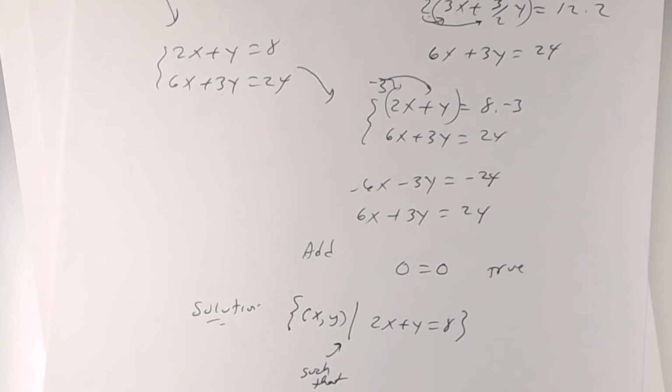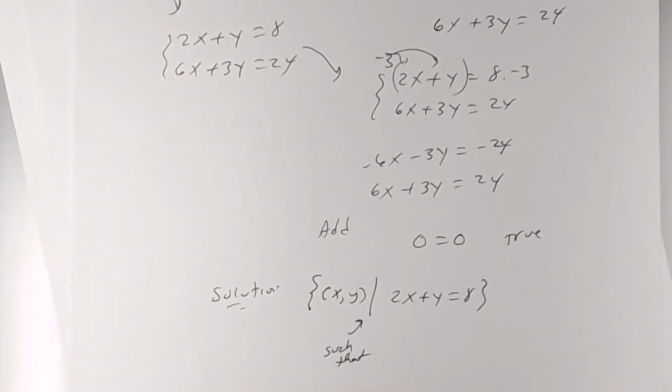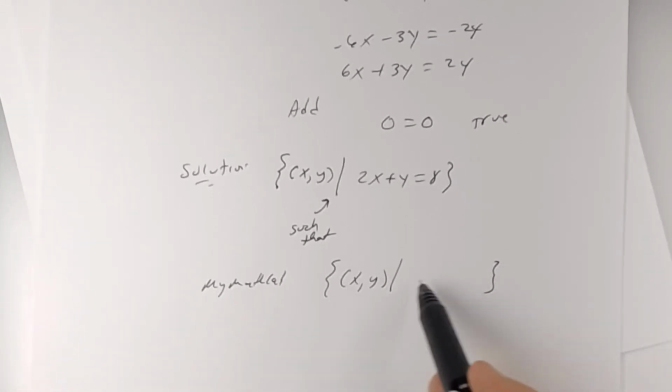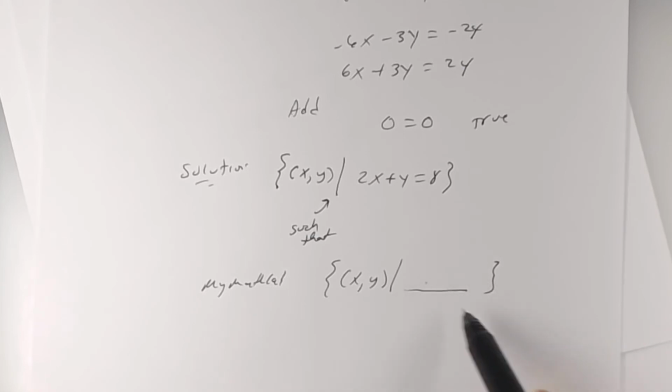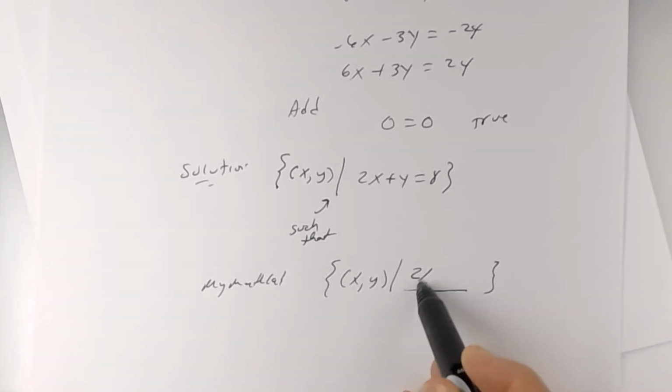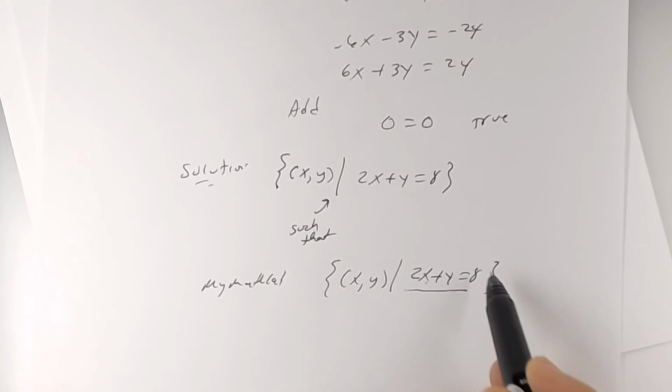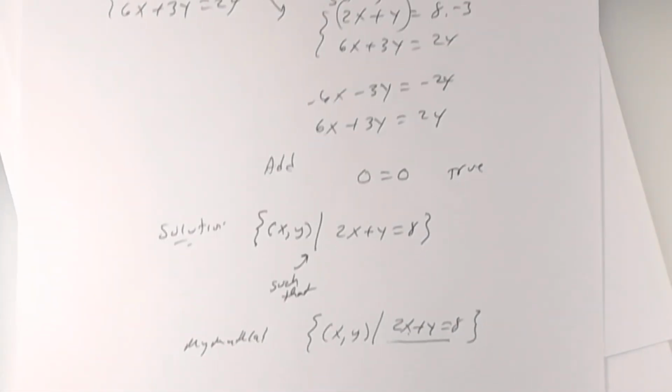So in MyMathLab, here's the way it's going to look. They will have this already. You've got to fill in this blank. So what are you going to put in this blank? 2x plus y equals 8. Or you could have done the second one. Doesn't matter. Okay?